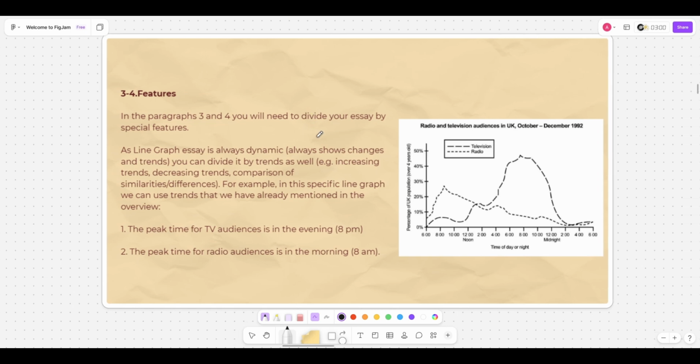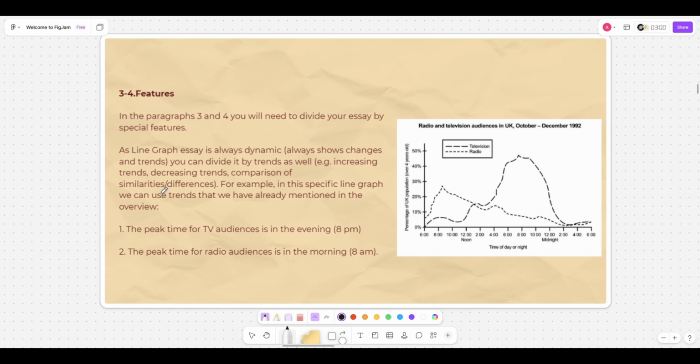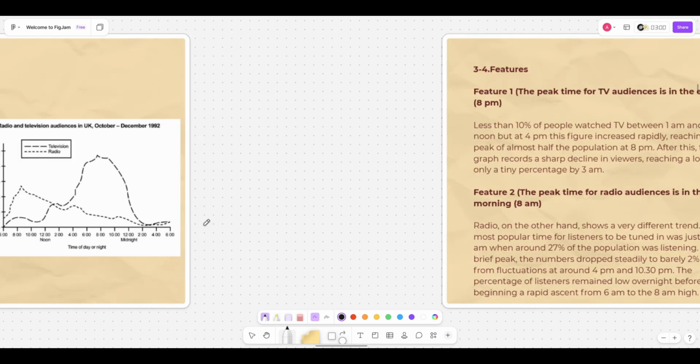In the paragraphs 3 and 4, you will need to divide your essay by special features. As line graph essay is always dynamic, which means always shows changes and trends, you can divide it by trends as well. For example, for the first paragraph, you can write about increasing trends, and for the second, decreasing trends, or for example, for the first paragraph, comparison of similarities, while for the second one, comparison of differences. For example, in this specific line graph, we can use trends that we have already mentioned in the overview, like for the first paragraph, the peak time for TV audiences is in the evening, 8 p.m., and the peak time for radio audiences for the second paragraph.